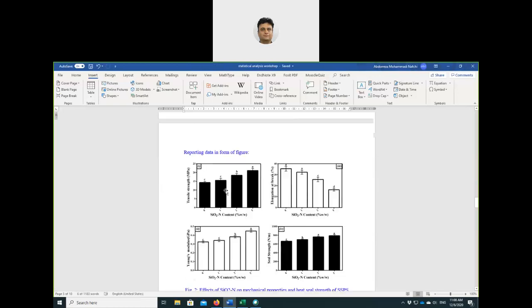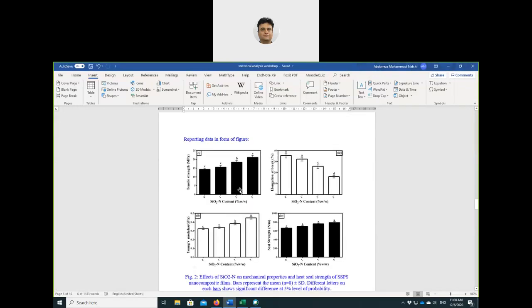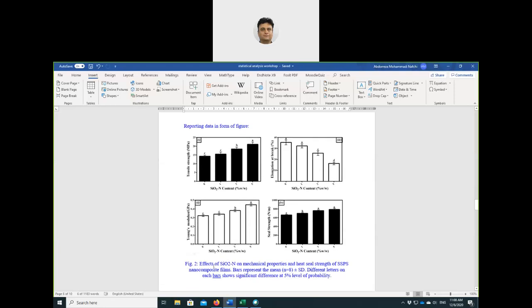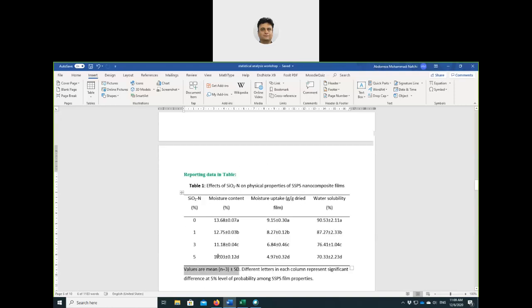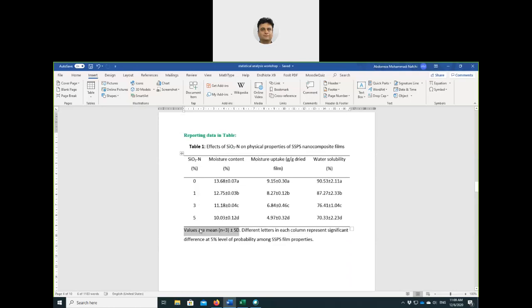If you want to report in a graph, this graph is also from my published article, from the same data. Here it reports the effects of SiO2 nanoparticles on mechanical properties and heat seal strength. Don't forget that for a table, the name of the table comes up, and the detail and statistical description come below the table.